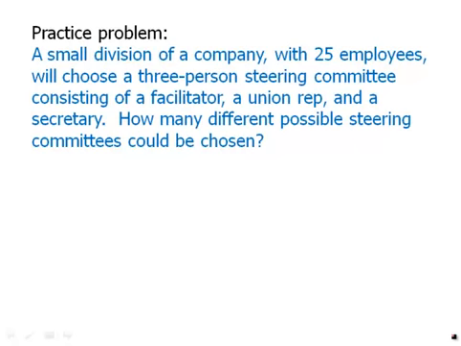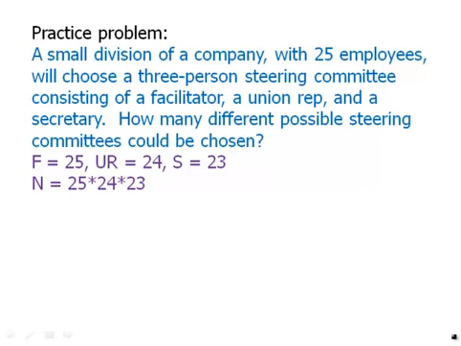Well, clearly, if we're picking them at random, for the first choice, for the facilitator, I have 25 choices. Once I've picked that person, there are 24 people left I could pick to be the union rep. Once I pick that person also, there are 23 people left for secretary. So now we have to figure out 25 times 24 times 23. Well, that's not too hard.